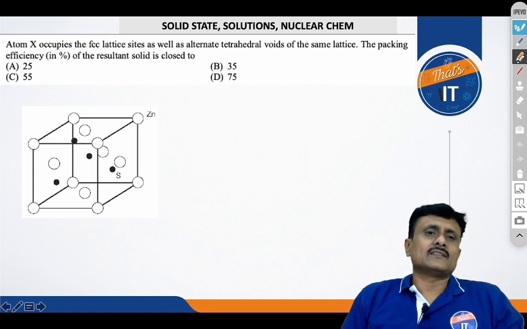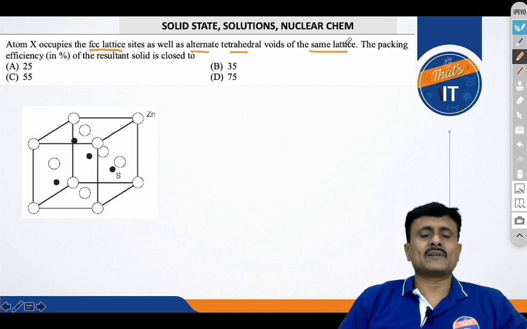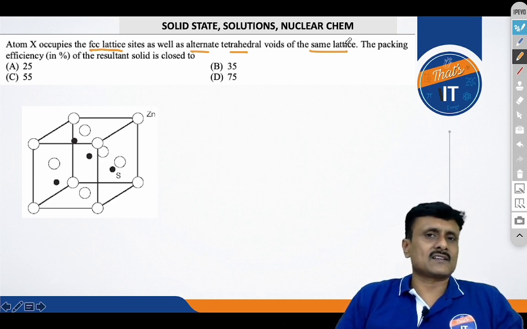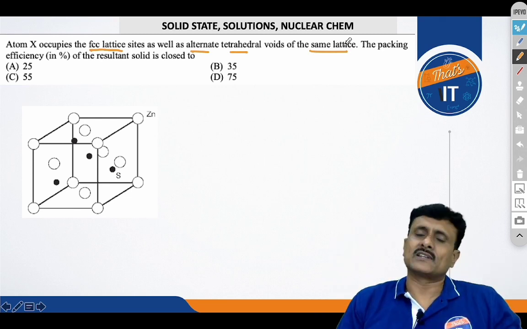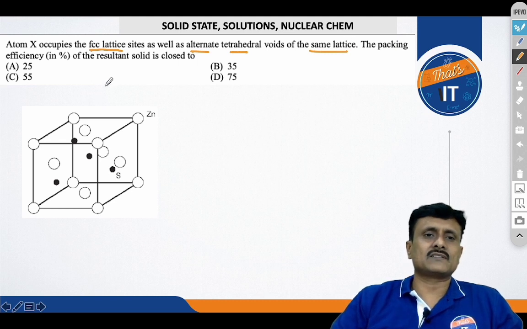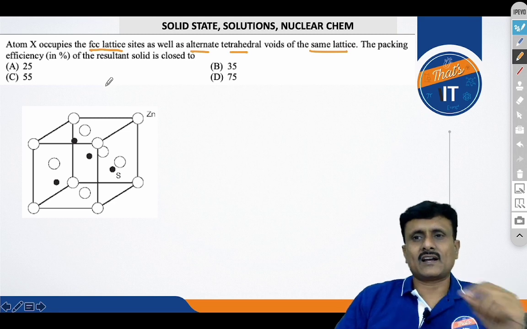Like you can see that atom X occupies the FCC lattice as well as the alternate tetrahedral voids of the same lattice. That means the lattice size atom is only present at the tetrahedral void, but since it cannot fill all the tetrahedral voids, it is occupying only the alternate tetrahedral voids. That is the logic, isn't it? Now the packing efficiency of the resultant solid is being asked. Right now you should have the idea how the atoms are placed.